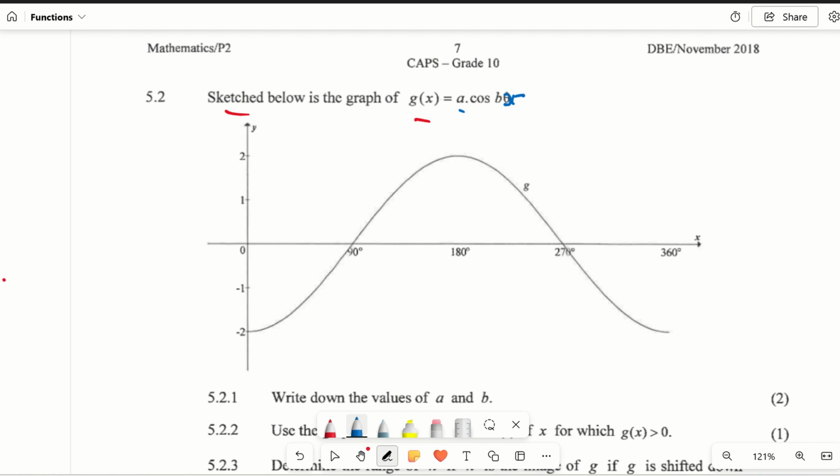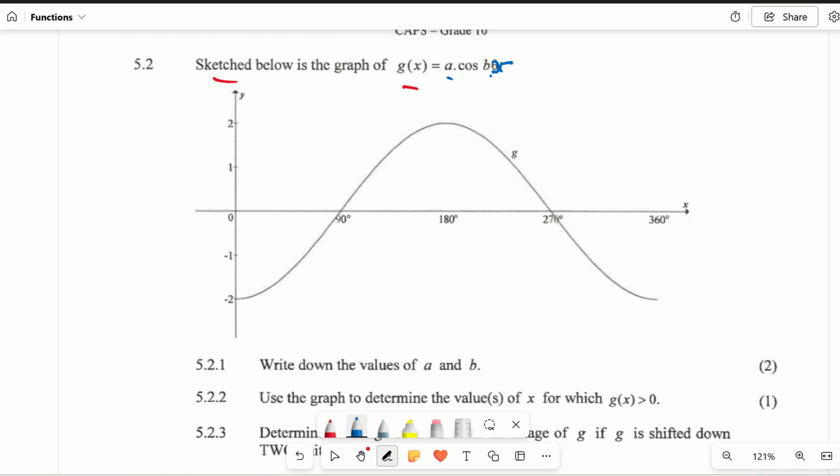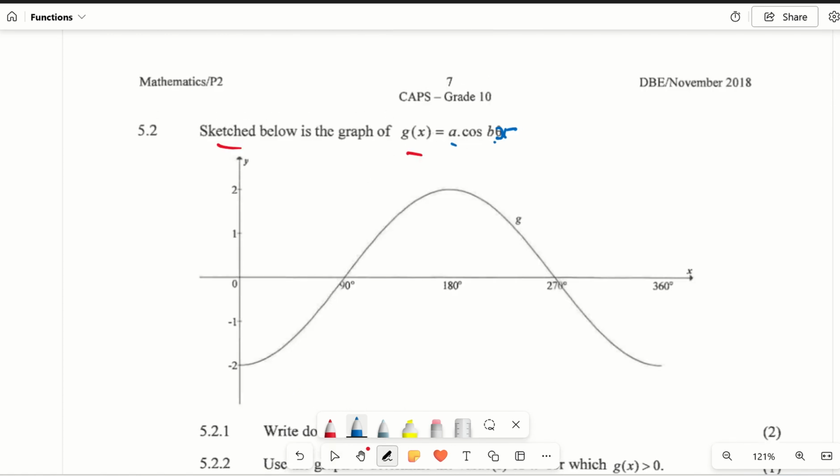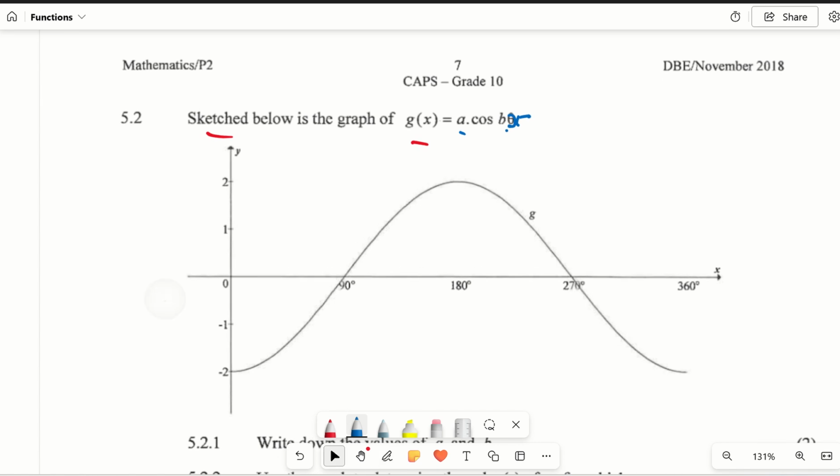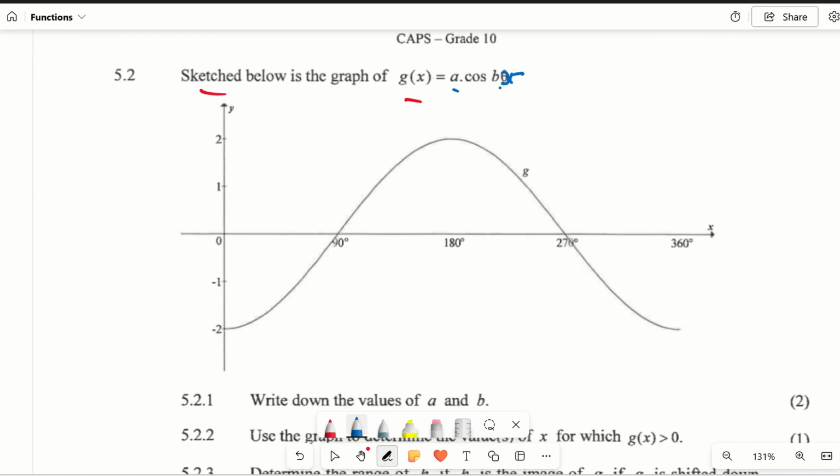Now, as I said, a gives you an indication of the amplitude, while b gives an indication of your period. So let us focus on the a and b. The first question says calculate a and b. I want you to look at the diagram and tell me what is the period of the graph by just looking at the diagram. Not the period, sorry, my bad. Not the period, but the amplitude of the graph.